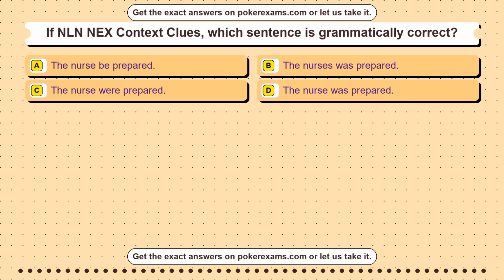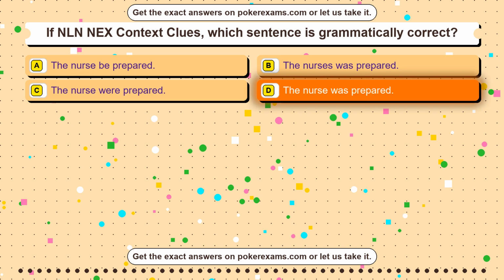Question 40. If NLN NEX Context Clues, which sentence is grammatically correct? Option A. The nurse be prepared. Option B. The nurses was prepared. Option C. The nurse were prepared. Option D. The nurse was prepared. The correct answer is option D.